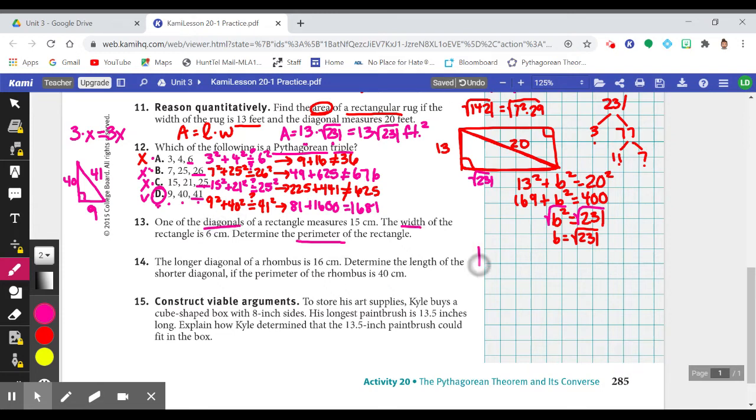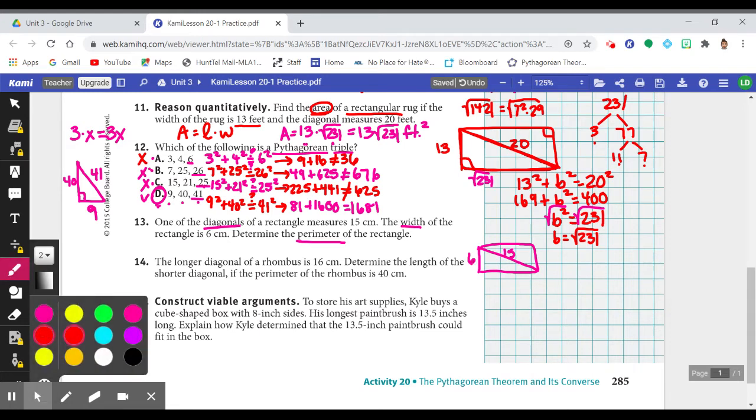So I'll just sketch that, to represent what we're finding here. One of the diagonals is 15. So we have this diagonal here, and the width is 6. And so if we're going to find the perimeter, we definitely have to find this measure here or this measure. Knowing it's a rectangle, these two sides are actually the same length. So we definitely need to find the length of our rectangle. Well, as long as we know that 15, the diagonal, is actually the hypotenuse of this right triangle, we're going to plug in 15 for c.